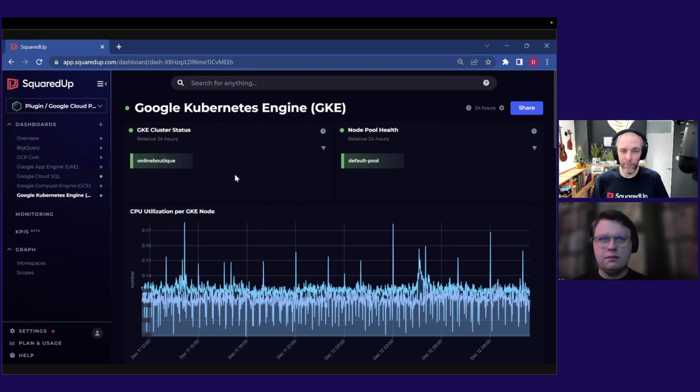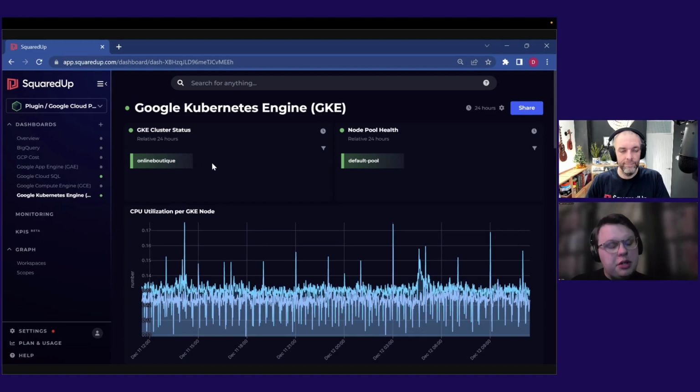Sure. So at the top here, we've got our default health status metrics surfaced by SquaredUp. The one on the top left is scoped to our GKE cluster. This is a wide scope, so if you had more than one GKE cluster, you'd see them in here as well. But in this demo environment, we just have the one called Online Boutique.